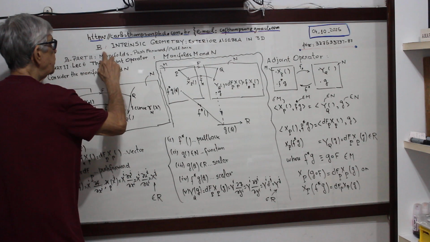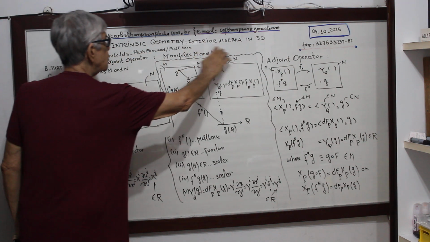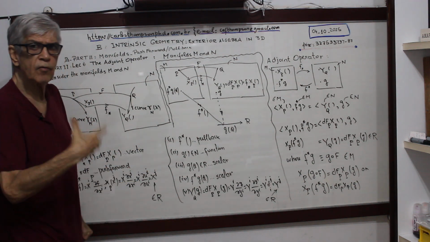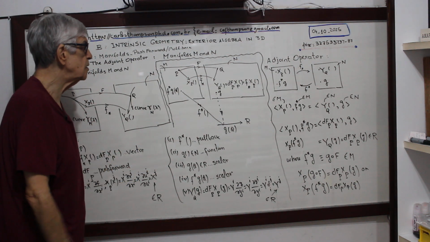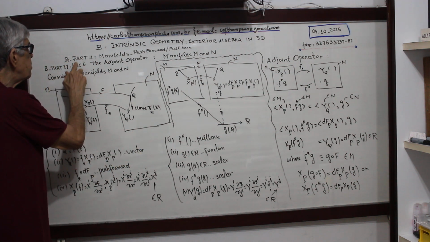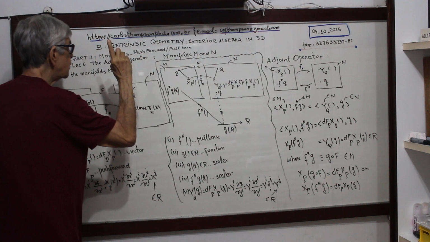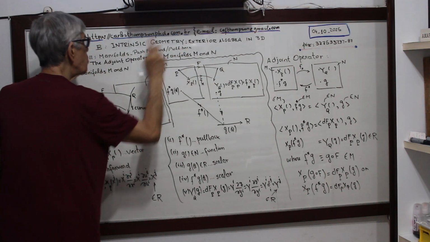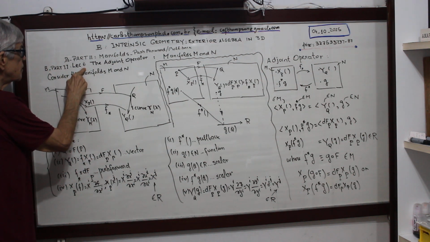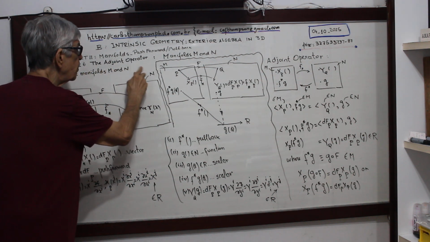This is item B, intrinsic geometry, exterior algebra in 3D. It could be 2, 3, 4 dimensional, you see, any dimension. Item B, part 2: manifold, attention, push forward and pullback. B, part 2, lecture 6, the adjoint operator.